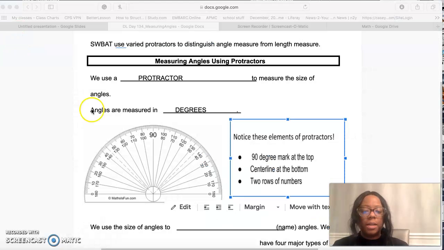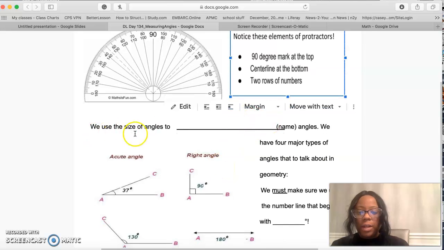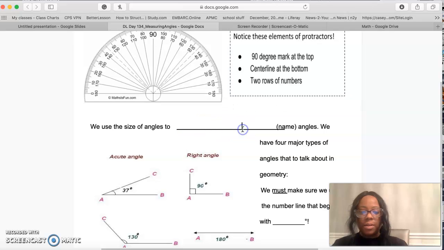Those three elements are the 90-degree mark at the top, which is right here. The second one is the center line at the bottom, right here where the lines intersect. And it's the two rows of numbers. So we have numbers going from 0 all the way to 180 and 0 going all the way to 180 in the other direction.